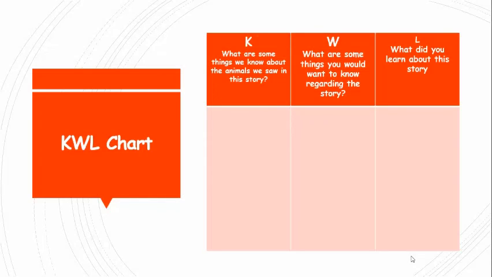Lastly, for the letter L, I would ask the students to give me a few things they learned about the story. Some of the answers could include that stealing is bad, sneaking out without permission is bad, and not to go into other houses without permission.